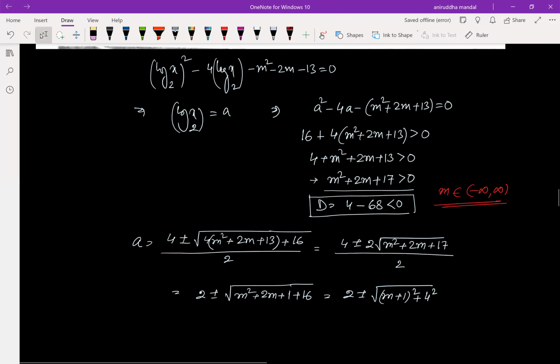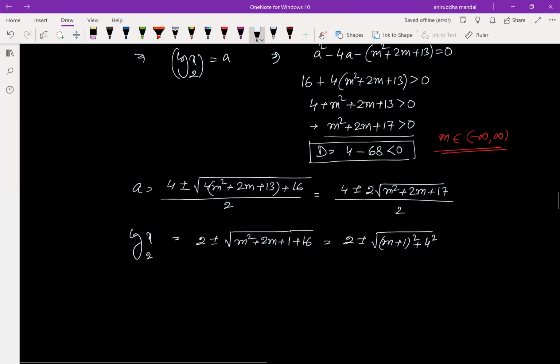So this is a, and a is log x base 2. Which means x equals either 2 to the power 2 plus the square root of (m + 1)² + 4², or 2 to the power 2 minus the square root of (m + 1)² + 4².